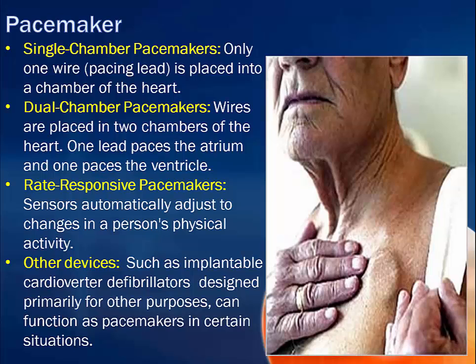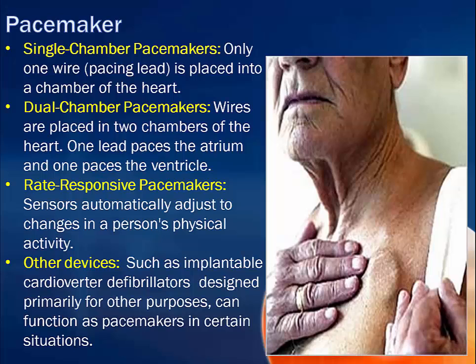Dual chamber pacemakers: wires are placed in two chambers of the heart. One lead would pace the atrium, the other the ventricle. This approach closely matches the natural pacing of the heart. This type of pacemaker can coordinate function between the atrium and ventricle. A dual chamber pacemaker normally produces two pacing spikes, one before the P wave and one before the QRS.